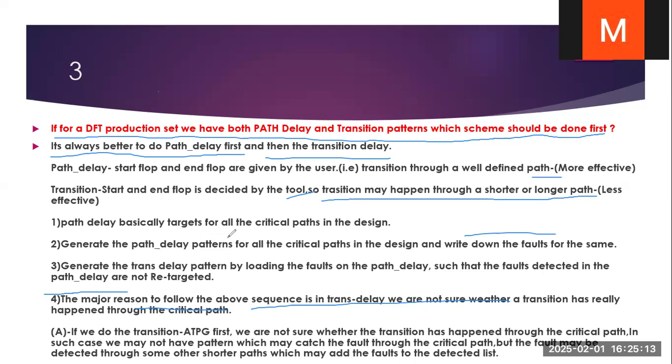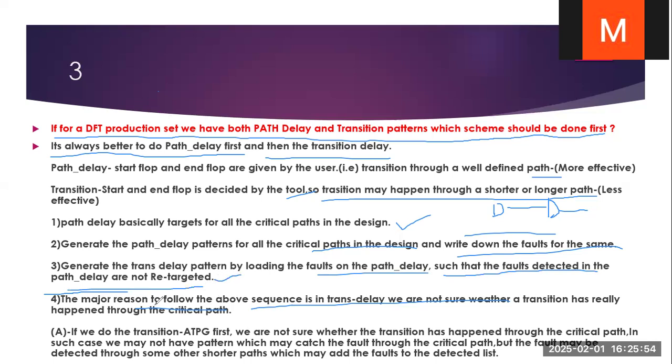Path delay basically targets all the critical paths in the design. Generate the path delay patterns for all the critical paths in the design and write down the faults for the same. First, we will generate the patterns for path delay, so we do the path delay testing first. Then we will go for the transition delay. Generate the transition delay patterns by loading the faults detected in the path delay, which were read before, such that faults detected in the path delay are not retargeted.